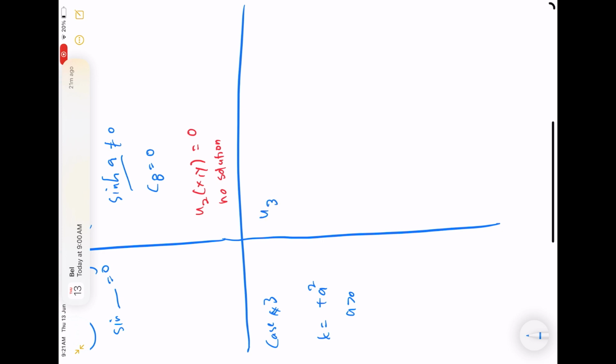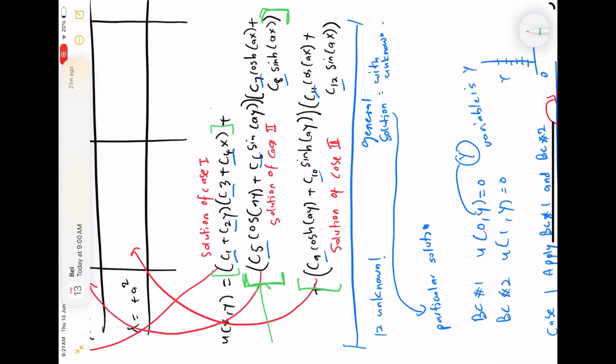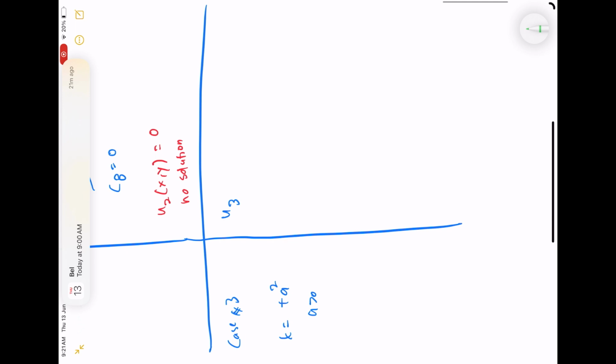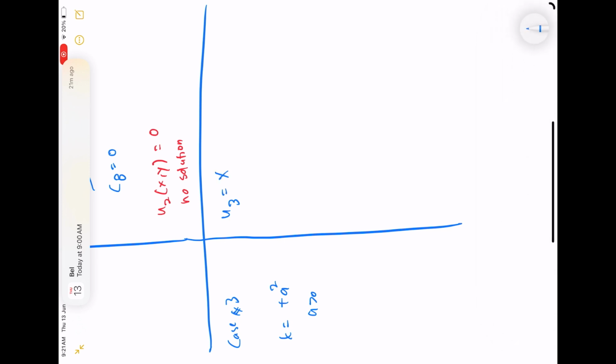Our u3 is this part here. So this is the solution for case number 3. We start from c9 until c12. Very long calculation, but it's simple. So our u3(x,y) is equal to X3(x) Y3(y), and it is equal to c9 hyperbolic cos ay plus c10 hyperbolic sine ay.